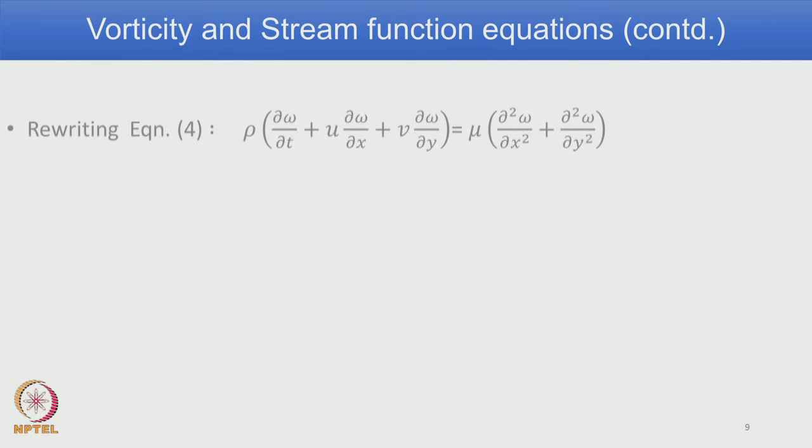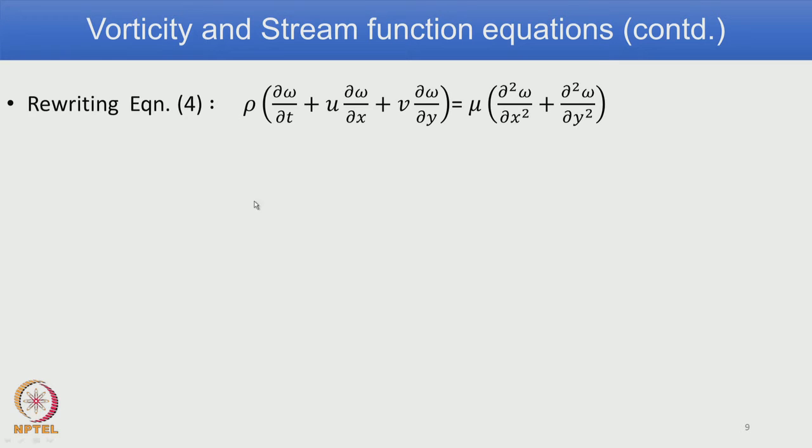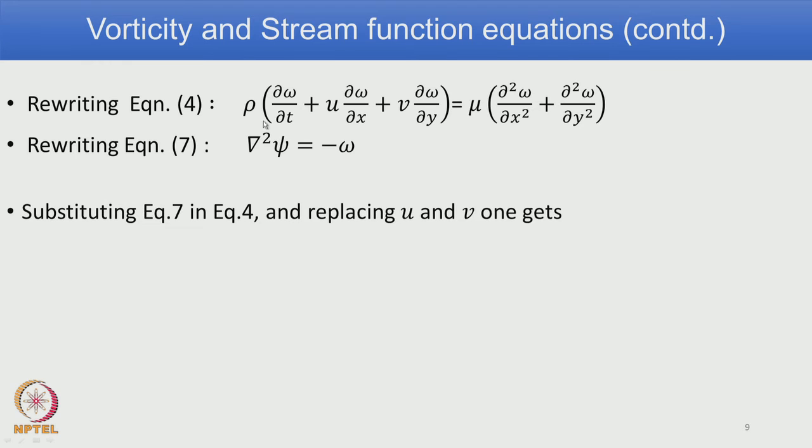Now, we rewrite this equation once again, that is equation 4, which is the vorticity transport equation, and equation 7, which is in terms of stream function relating to vorticity, del squared psi equal to minus omega. Now, what do we do? We substitute this relationship, relating omega with psi, into this equation. Each of these omega terms is now written in terms of psi, and we will see how. We also replace the velocity variables u and v in terms of psi.